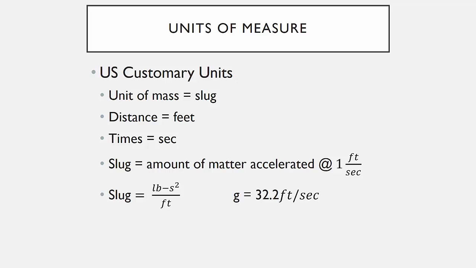US customary units: the unit of mass is a slug, distance is in feet, and again time is in seconds. A slug is the amount of matter accelerated at 1 foot per second squared. And the units of a slug are pound second squared per foot. And you see the gravitational acceleration there is 32.2 feet per second squared.